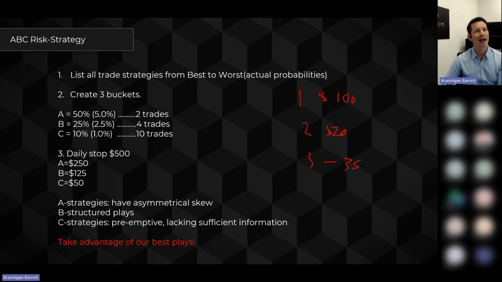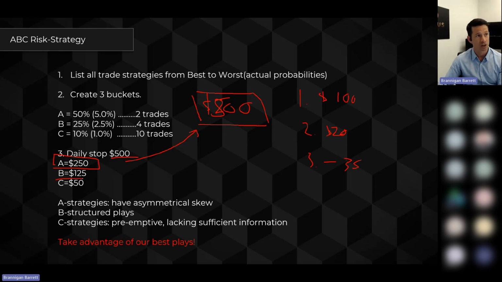Now, you need to allocate. We spoke about a daily stop of $200. In this example, sorry, I'm going to use a daily stop of $500. All we say to ourselves is, if my A strategy comes along today, if it happens to play out today, I'm going to risk $250 of my $500 on that trade because it's my A trade. So I'm risking 50% of my daily stop on that one trade.